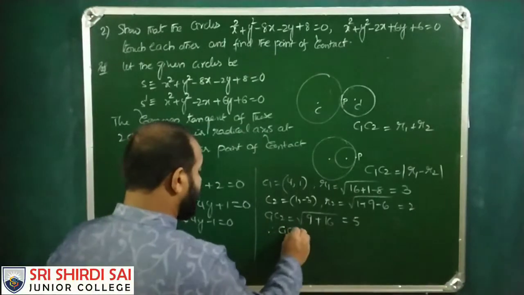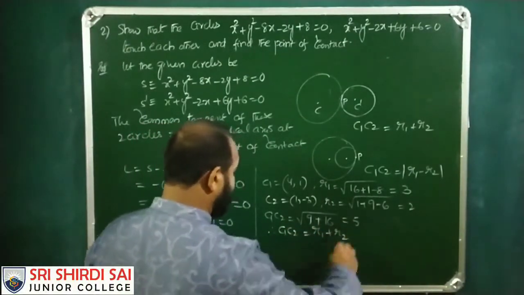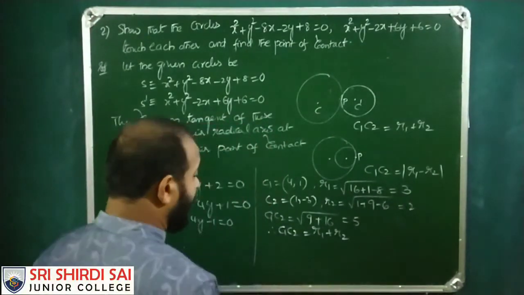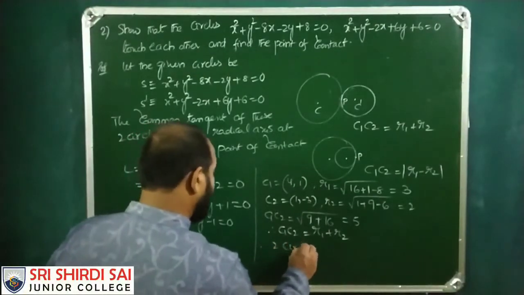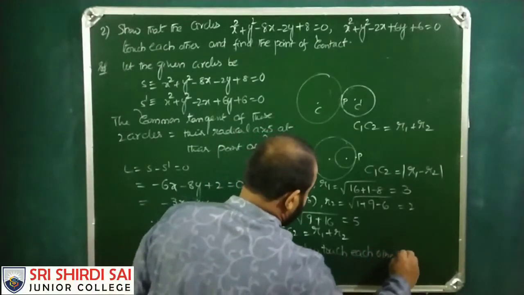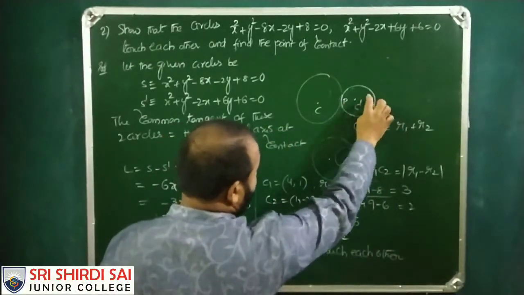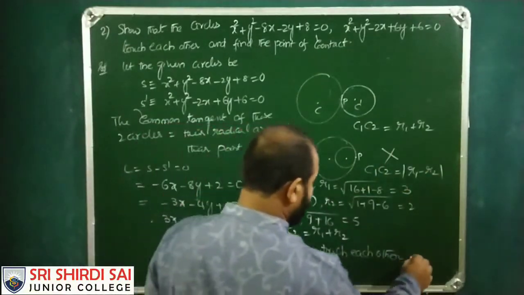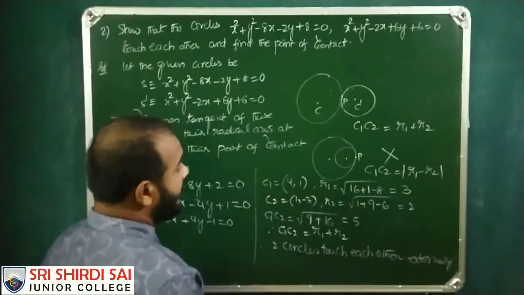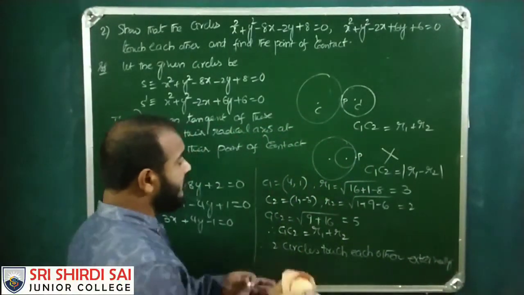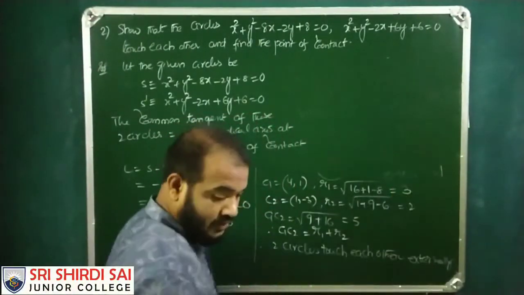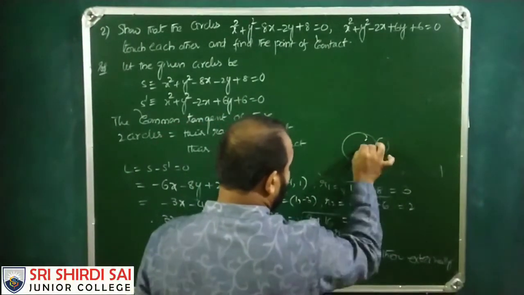Therefore C1C2 is equal to R1 plus R2. C1C2 is 5, R1 plus R2 is 3 plus 2, 5. Therefore the two circles touch each other. In this case, they touch each other externally. And what more do we require to find? The point of contact. So this is how the two circles touch each other.